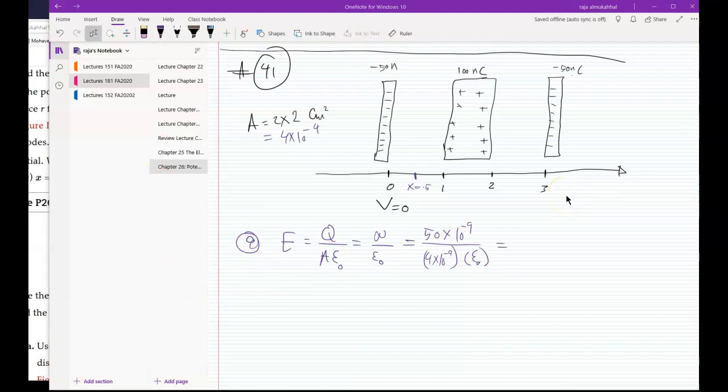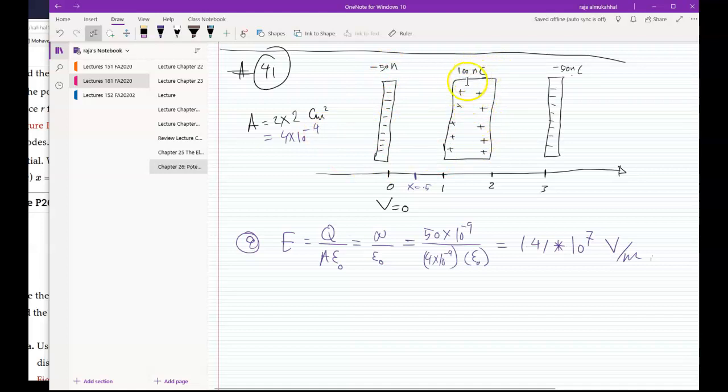So using my calculator here, I will get 1.41 times 10 to the 7 volts per meter. Okay, let me review how I did it. Let me go back to those terminals here. So this one is 100 nanocoulomb, correct?